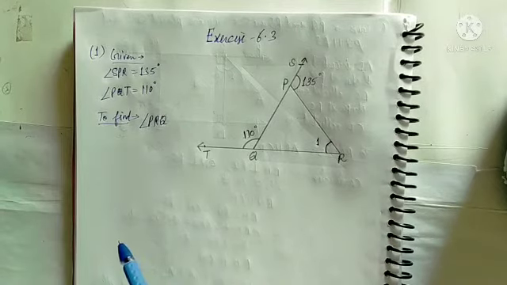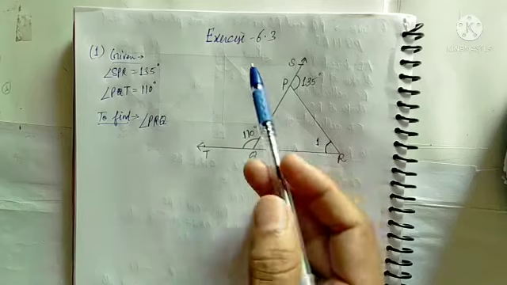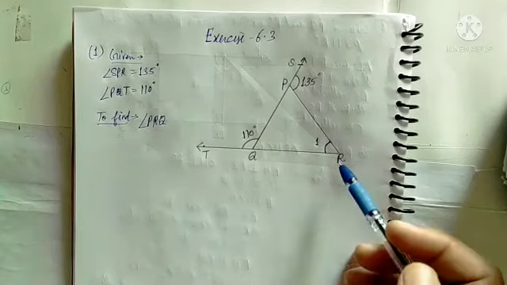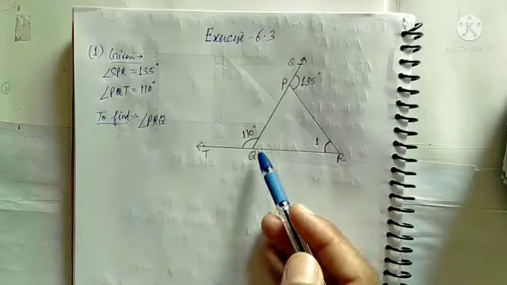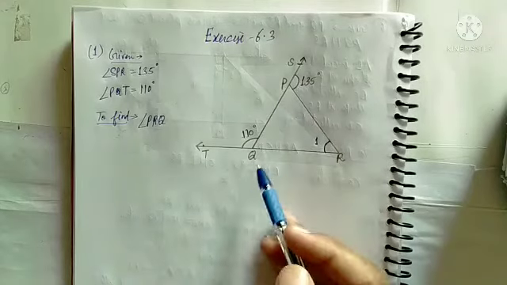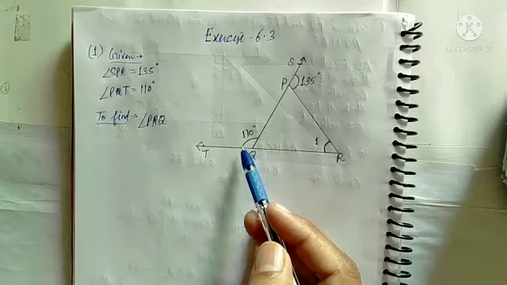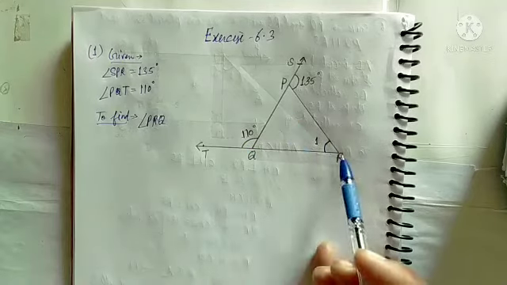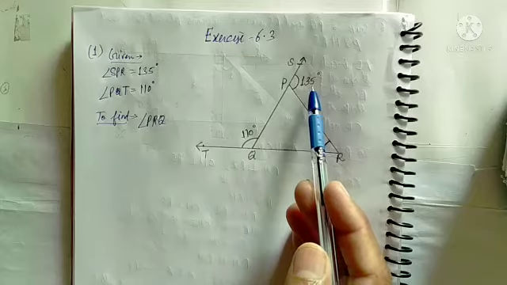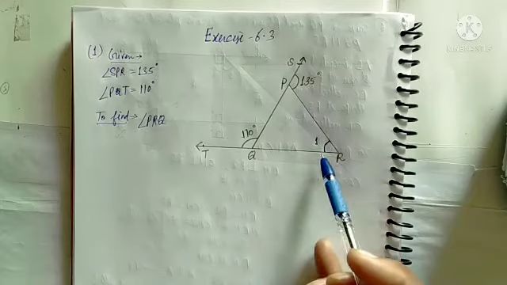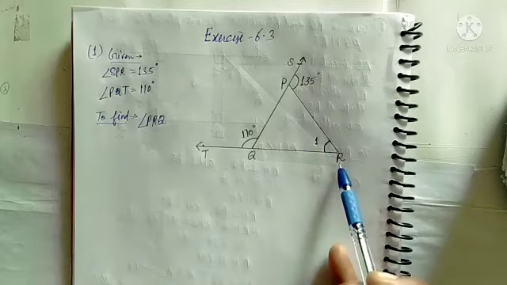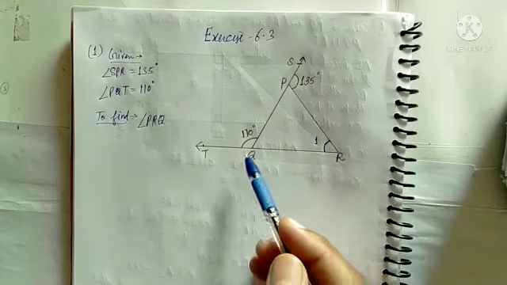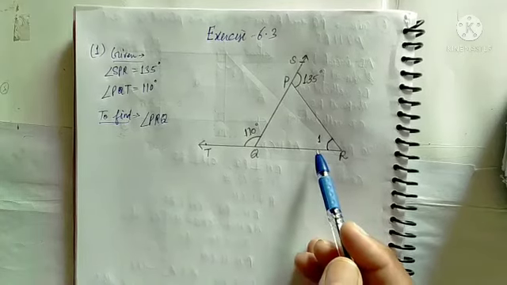Class 9, Subject Mathematics, Chapter 6, Exercise 6.3, question number first. In question number first, PQR is a triangle in which angle PQT is exterior angle 110 degree and also angle SPR exterior angle 135, and we have to find out interior angle PRQ. Let PRQ angle 1. So how to find out this angle 1?